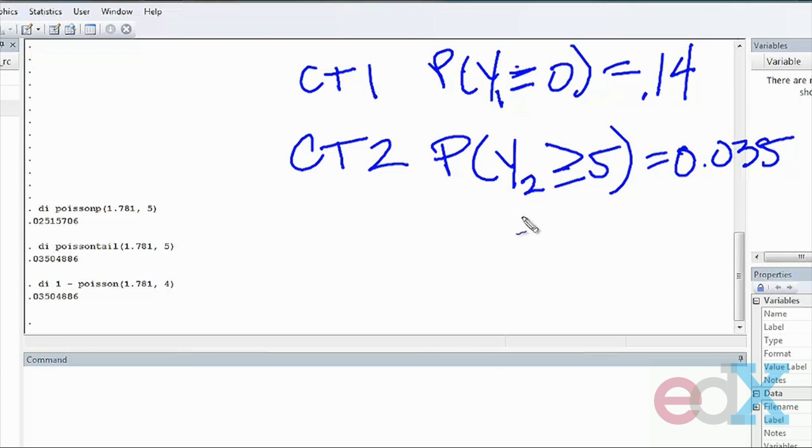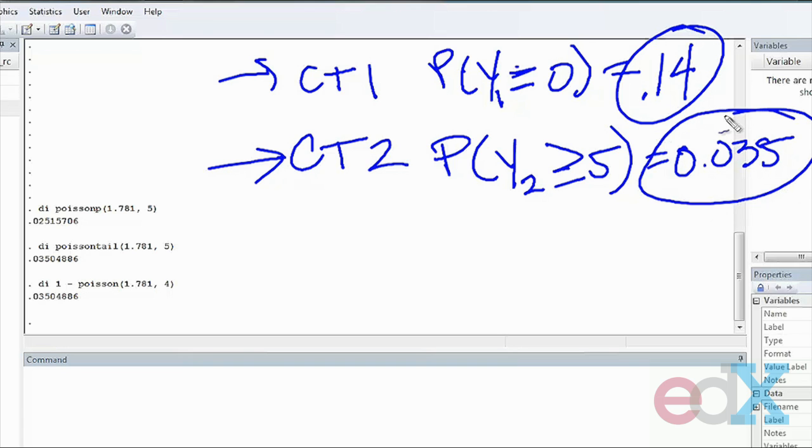So in Census Tract 1, observing 0 breast cancer cases is not that rare an event. We would expect to see it about 14% of the time. In Census Tract 2, we would expect to observe greater than or equal to 5 breast cancer cases only about 3.5% of the time.